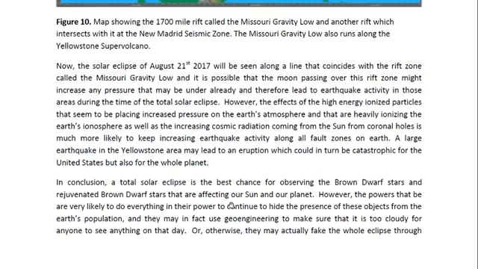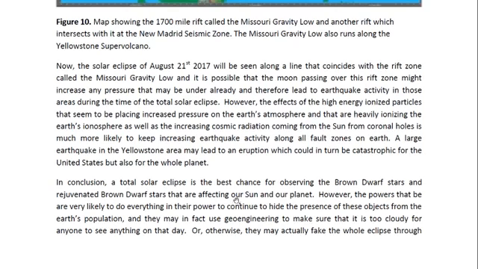So, in conclusion, a total solar eclipse is the best chance for observing the brown dwarf stars if we actually were to get a solar eclipse. And we would have large numbers of people looking up at the sky, and maybe large numbers of people would notice the objects that are surrounding the sun.